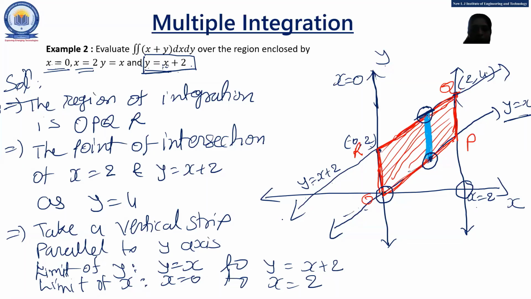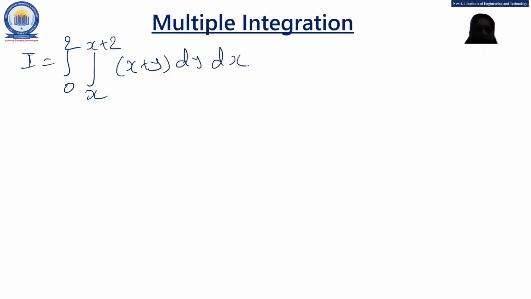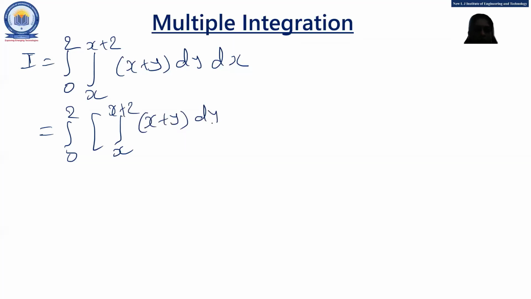So here the integration is: our first limit of x, that is 0 to 2, limit of y, that is x to x plus 2, right? And here x plus y dy dx, right? So 0 to 2 in the bracket, x to x plus 2, x plus y dy dx. Any doubt about this example, students? Let me know.